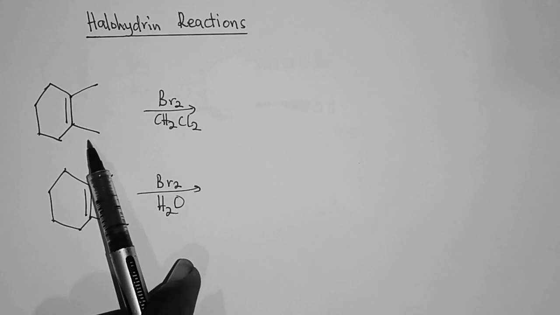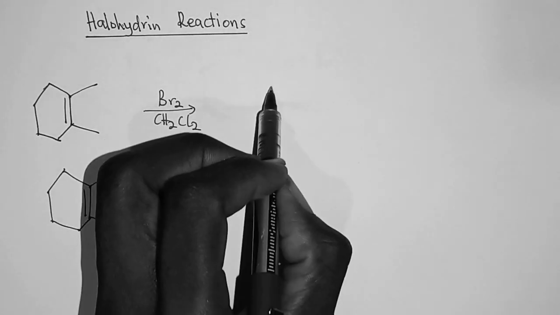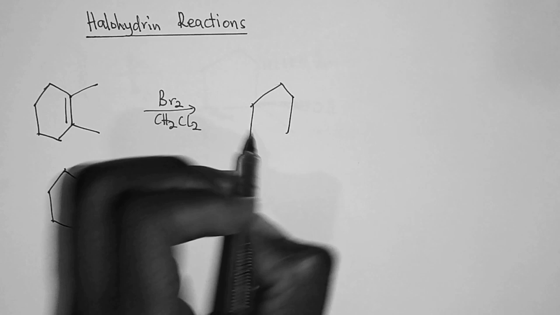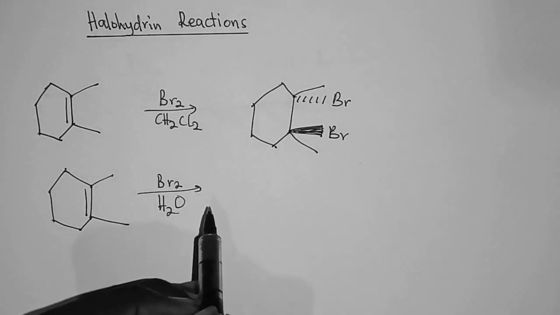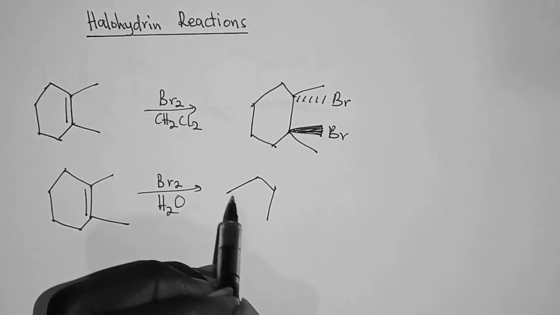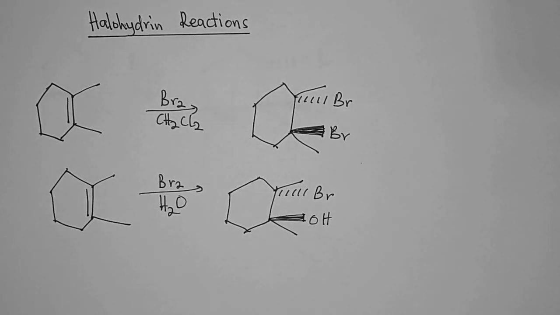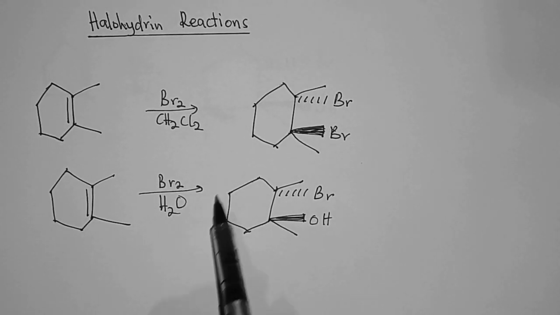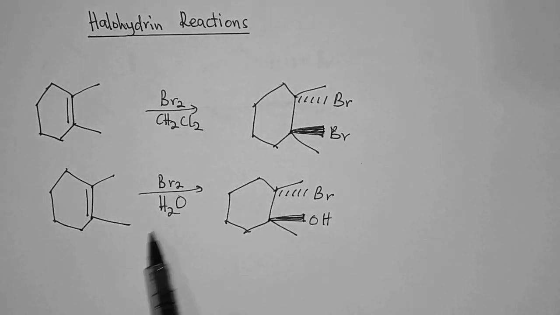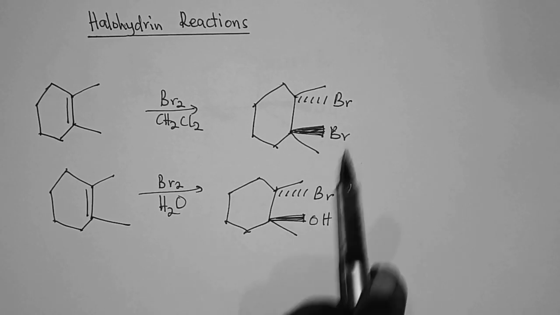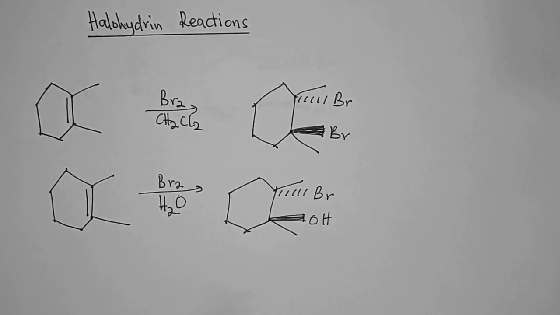What will be the product from this reaction? This will be the product for this first one. And this will be the product for this second reaction. So this product is actually what is known as the halohydrin product or the halohydrin. Now, what mechanism leads to the formation of this product? So let's show with reference to the first one.